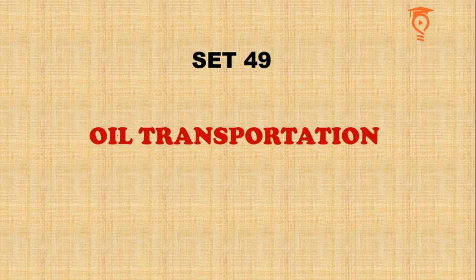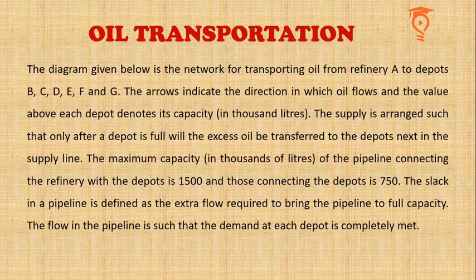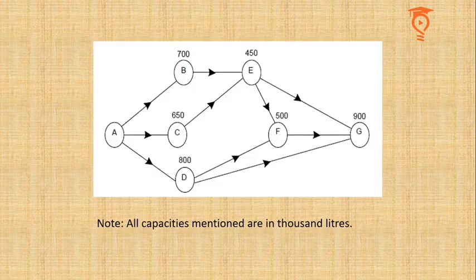CAT 2020 oil transportation. Guys, this is a transportation problem, has been asked in CAT in few years and has been also copied by a lot of other exams. So please read it carefully, especially the things that there are different numbers for different pipelines. And this is the diagram. All the capacities are in 1000 liters.